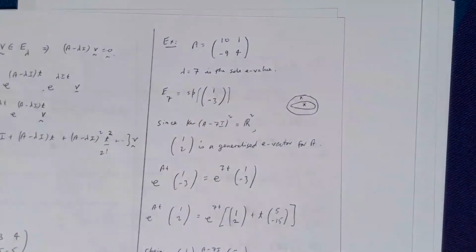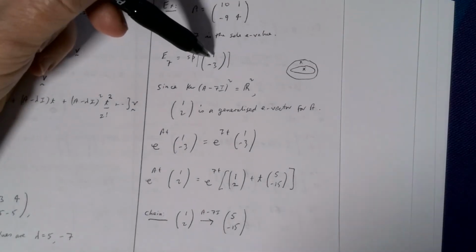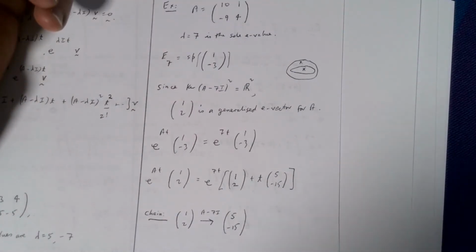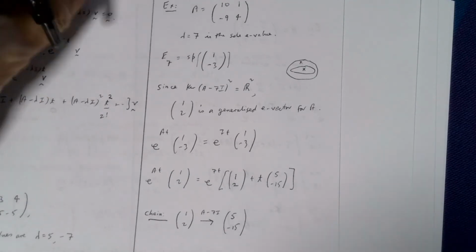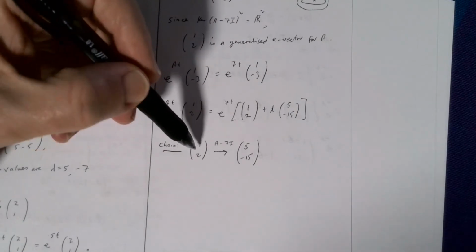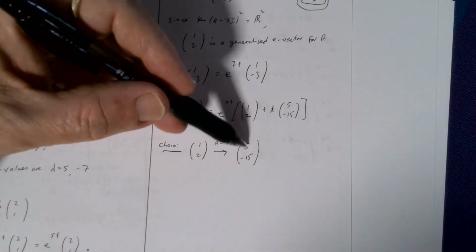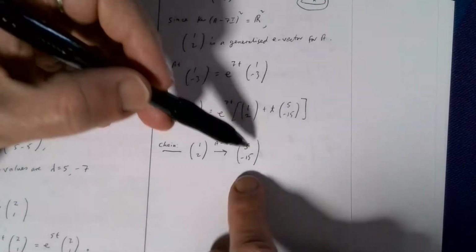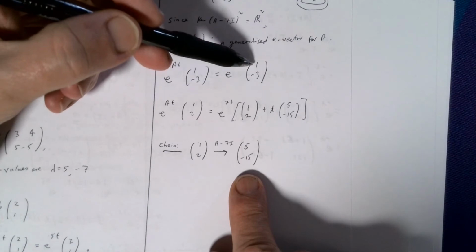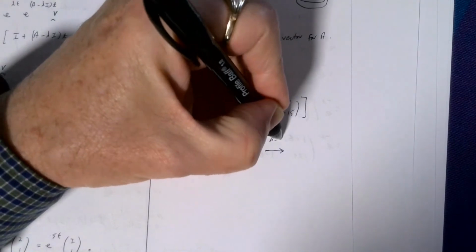Now we're asked to calculate e to the At times (1, 3). Well, (1, minus 3) was our eigenvector. So this is easy. This is just e to the 7t times (1, minus 3). Now for (1, 2), we need to compute a chain. So I've computed the chain down here. I take (1, 2), I multiply it by A minus 7I. I'll leave you to check that you get (5, minus 15). Now of course this has to be in the eigenspace, so this must be a multiple of my eigenvector, and of course it is. It's just 5 times the eigenvector. If you were to do this again, I'll leave you to check, you must of course get the 0 vector.